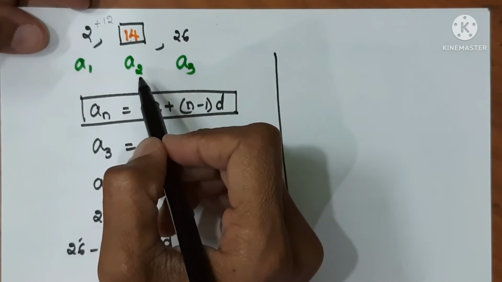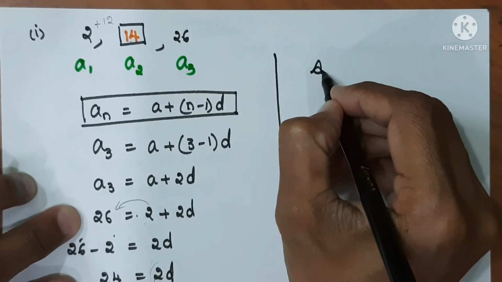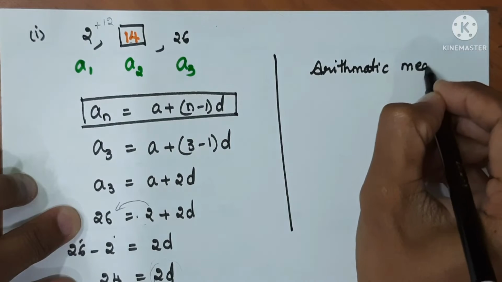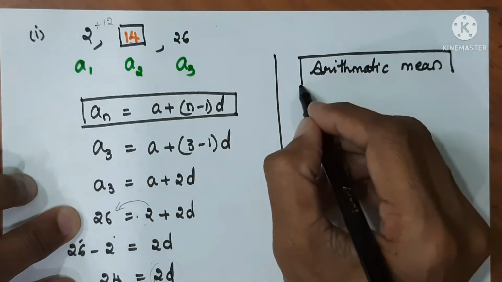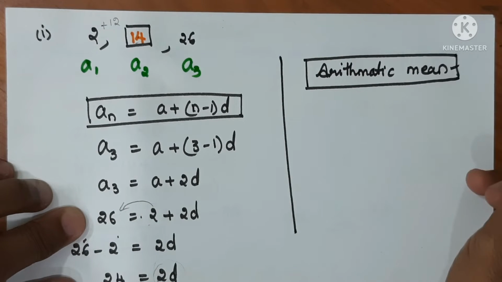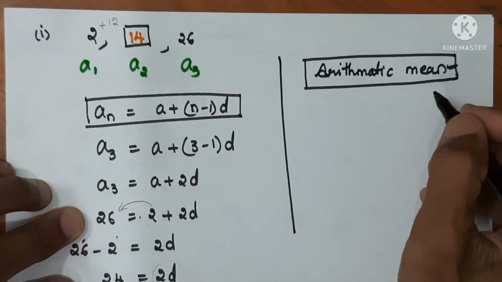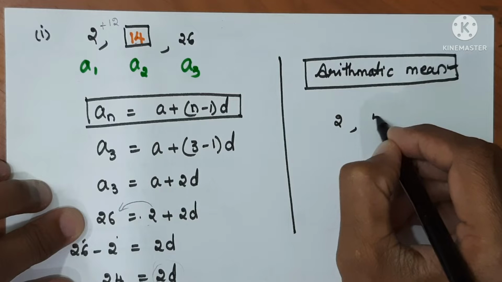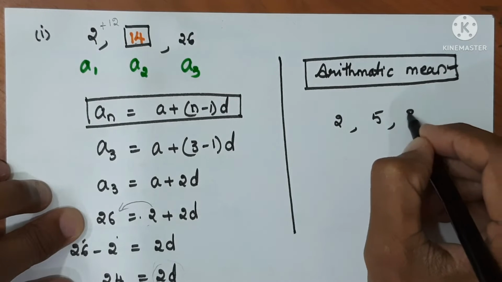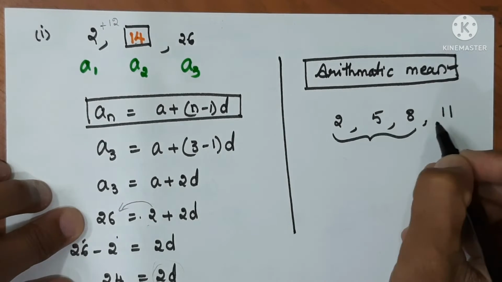As I said, you can find the answer for this question in the second way also, using the arithmetic mean formula. Arithmetic mean formula. This is very important. In the previous public exam question paper, they have asked a question using this arithmetic mean formula. What is this arithmetic mean? Let us take an example. 2, 5. After adding 3 to 2, we get 5. 5 plus 3 is 8. After 8 we get 11. Let us take these three terms.